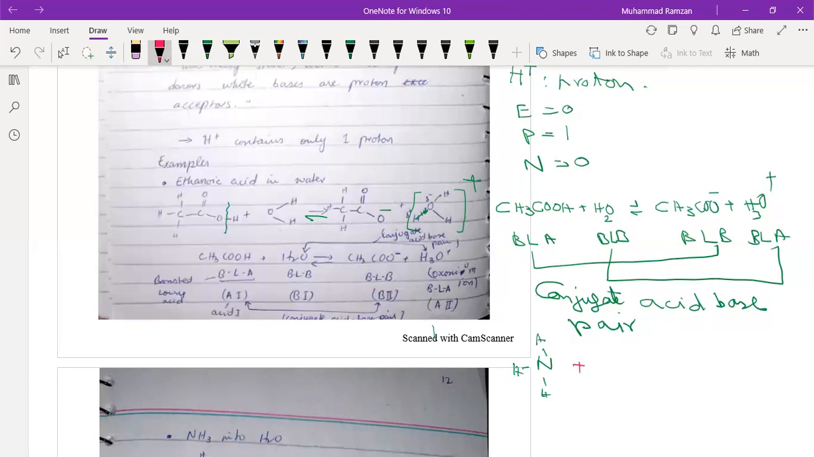NH3 plus H2O. This is reversible. When you add NH3 into water, you get an alkaline solution, not an acidic solution. OH minus are produced. H plus from water.